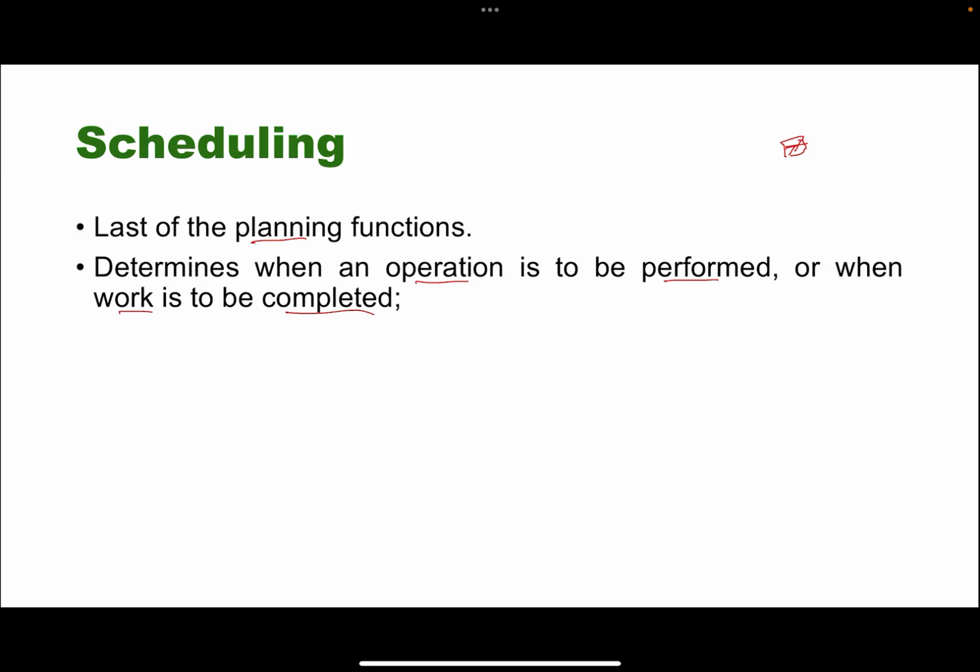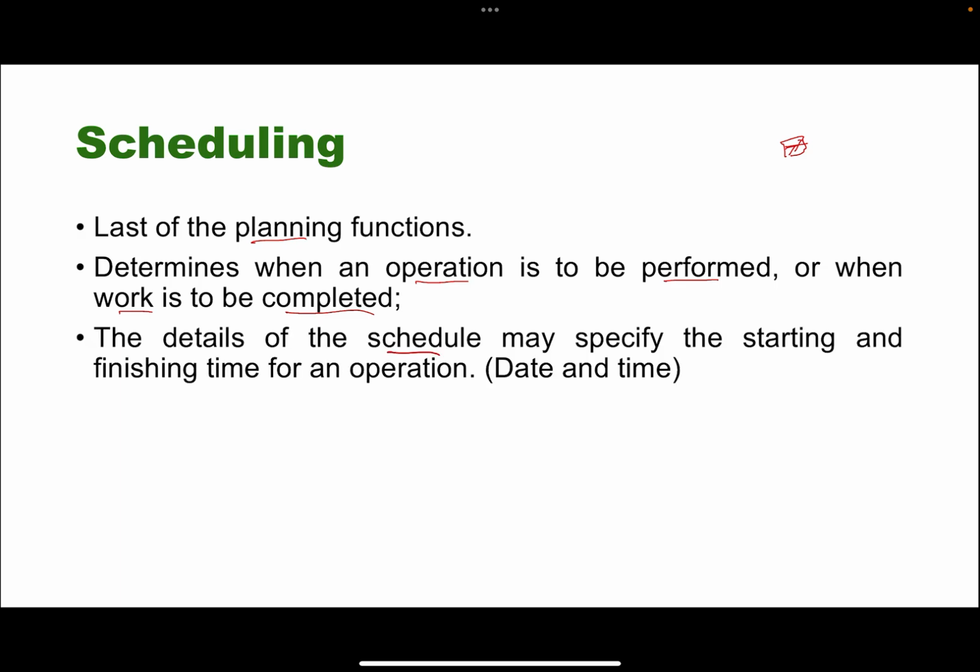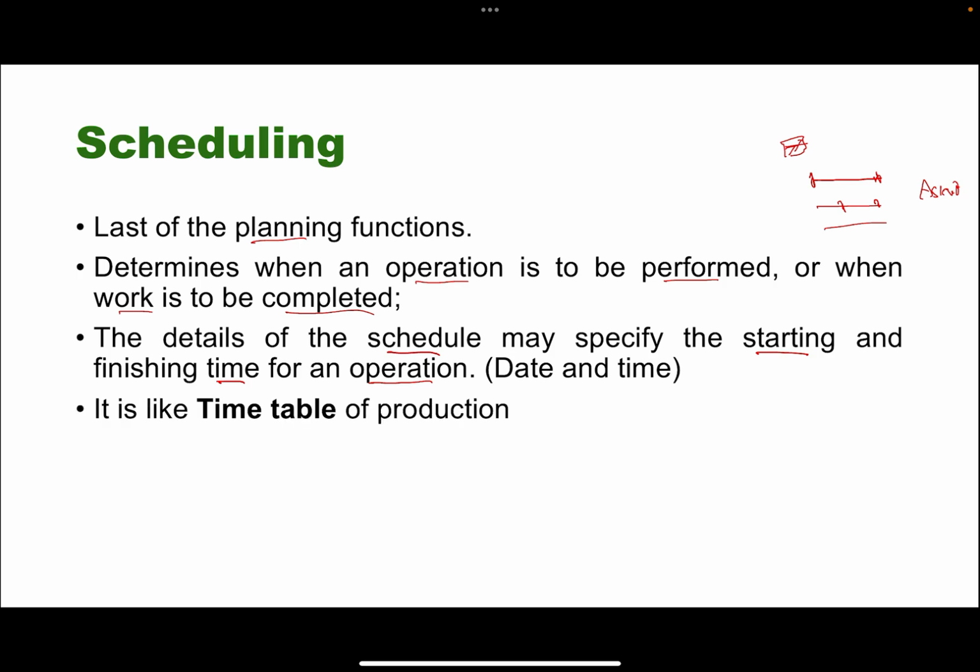It will determine the date, and the details of the schedule may specify the starting and finishing time of an operation. We have several operations. Sometimes after manufacturing several parts, they may be assembled together. So it will determine when you should start this operation and when you should finish it. Sometimes an operation will be started later. So it will determine the timing of the various processes. Basically, this is the timetable of production.